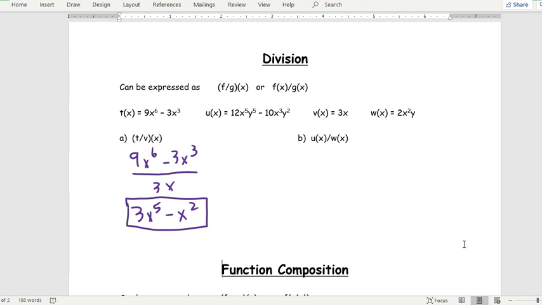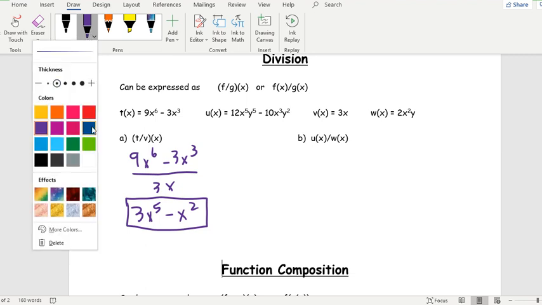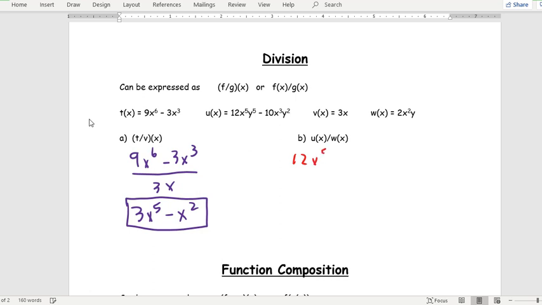All right, B, we're going to take the u function and divide it by w. So u is 12x to the 5th y to the 5th minus 10x cubed y squared. We're going to divide that by 2x squared y. All right, so let's divide 12 by 2. That gives us 6. X to the 5th divided by x squared is x cubed.